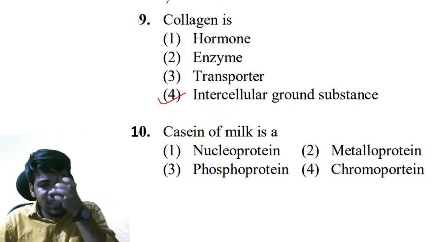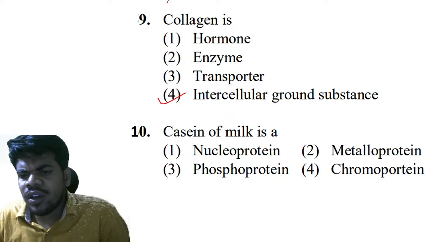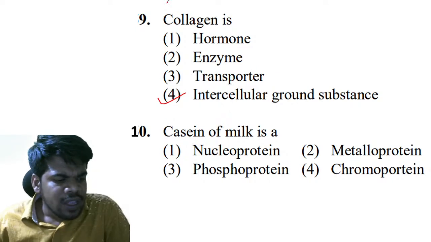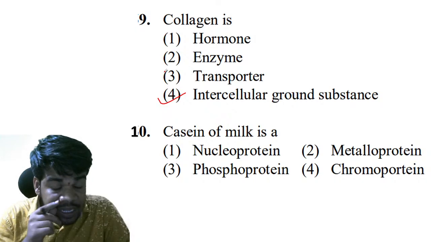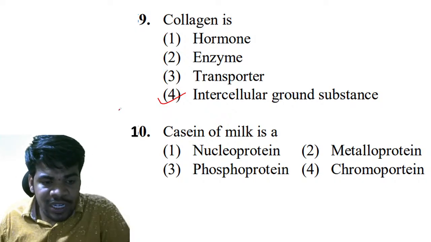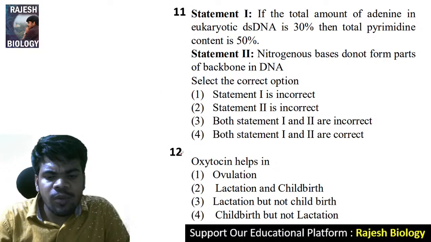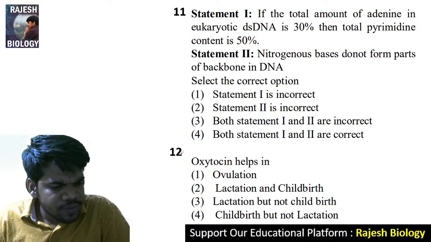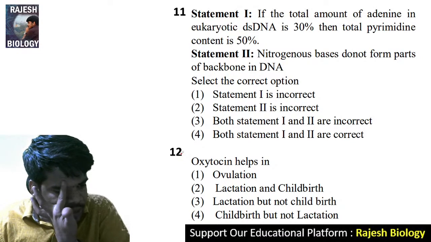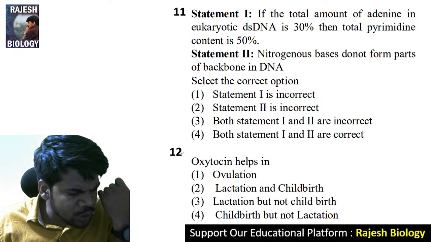Casein of milk is a nucleoprotein or metalloprotein or phosphoprotein or chromoprotein. The casein, it is present in the milk. For this, there is a renin enzyme also present in the fetal stomach. Actually, the casein is a phosphoprotein. Okay, come to the 11th question. No, it is not nucleoprotein. Yes, 10-3, correct. Sudhakar and Chinnu, right? Very good.